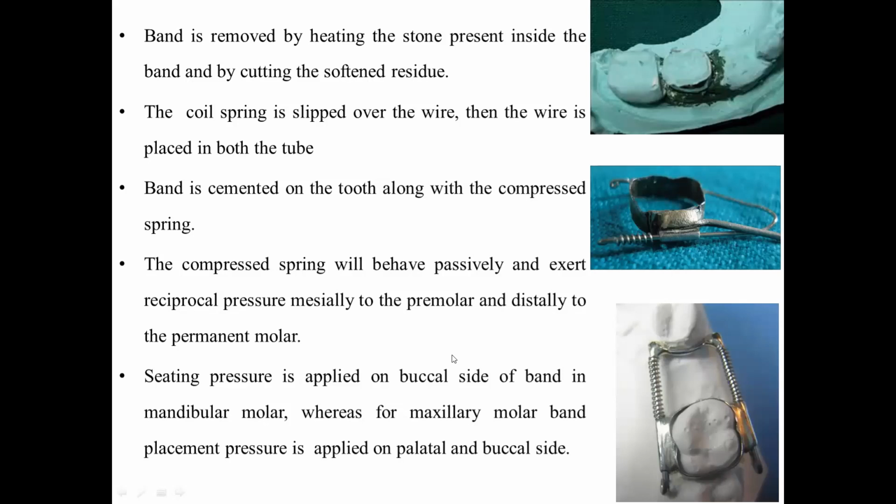After pouring the model, we soldered all the components on the band. Like I told you, we soldered the tube over the band. And after soldering the tube over the band, we passed a U-shaped wire. That wire had some curve, I told you, a reverse curve. And we passed a coil, a spring coil. And afterwards, all these components were fixed, and this band was banded over a tooth which was needed to be distalized.